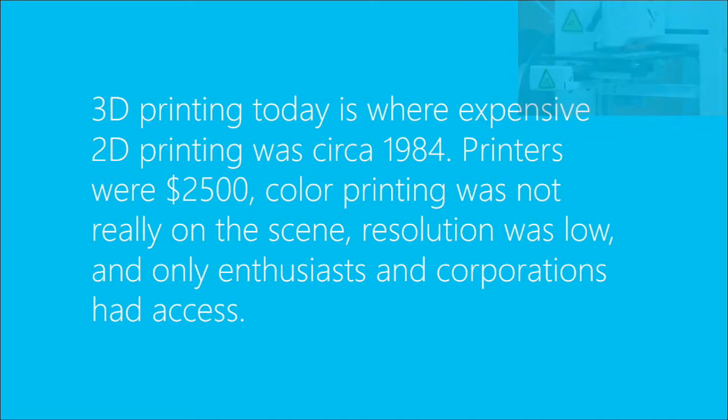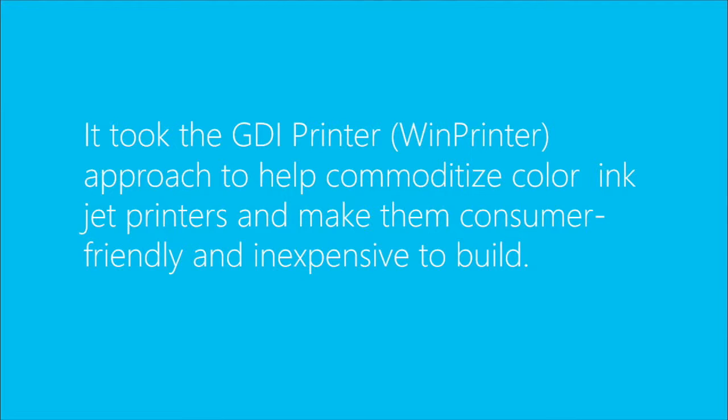So to give you an idea of where the technology is, like you and I had discussed before, 3D printing today is where expensive 2D printing was around 1984, I think is what you were saying. That's right. Regular, plain old 2D printers were $2,500. Multicolor printing was not really there. The resolution was pretty low. I had a dot matrix printer, loud as anything, low resolution. Even the very early laser printers had like 150 DPI, so it was very chunky text. And so mostly only dedicated enthusiasts and corporations had access.